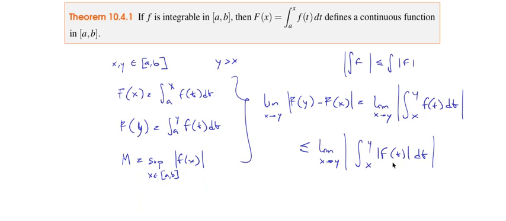And now, because the function is bounded, m is greater or equal than all of the values here, so we can say that this is smaller or equal than the limit when x goes to y of m times x minus y. Okay, we have seen this before. Now, the limit when x goes to y of this is going to be equal to 0. So the limit of this is smaller or equal than 0. This is 0.